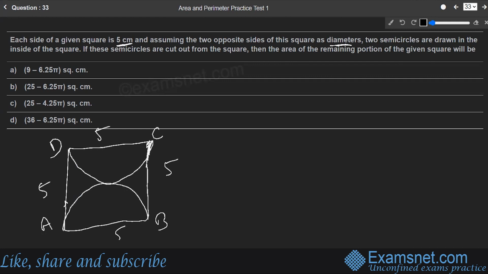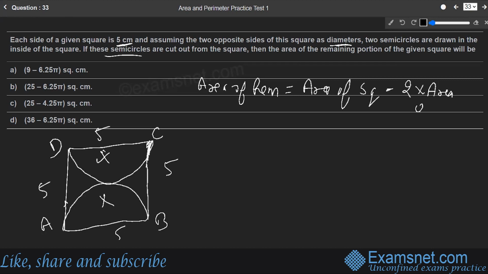Both are semicircles. Then he says if these semicircles are cut out from the square, so these semicircles are completely removed from the complete diagram, then the area of the remaining portion of the given square will be what? So clearly the area of the remaining portion will be the area of the square, the complete square, minus twice the area of the semicircle, because both the semicircles have similar area, so we can write it like twice the area of the semicircle.